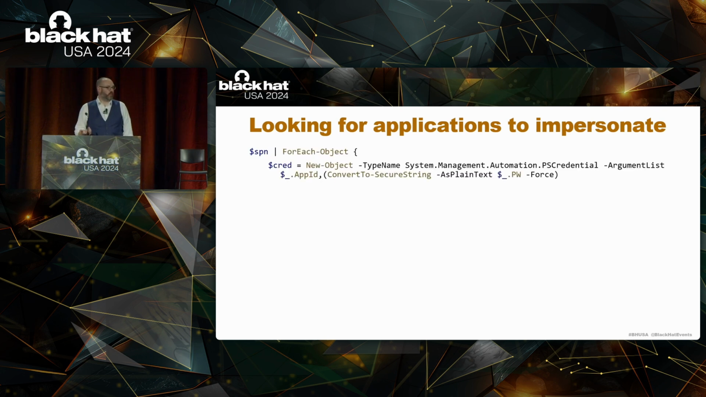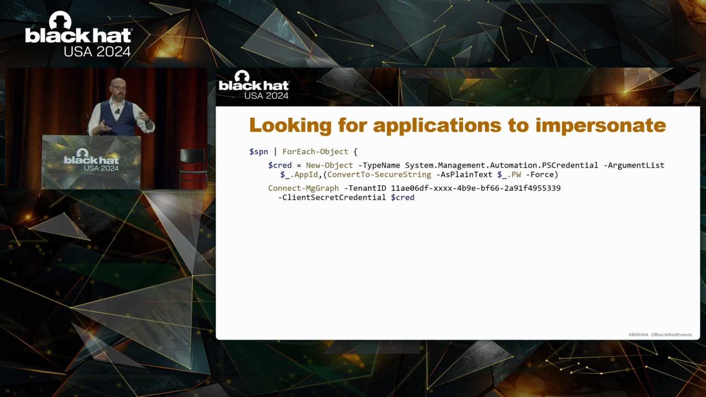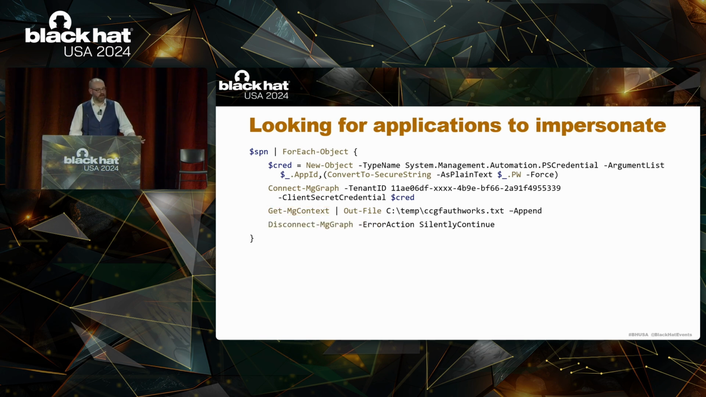Now we're going to loop through things here, stuffing into a PowerShell credential object the password and client ID for the service principal, and then connecting to Graph. Again, here we're connecting to our target tenant. In this research, I was just running Get-MgContext, which effectively tells you the permissions that are available to you, and dumping that out to a text file, which I'm now highlighting there. And that was about it.